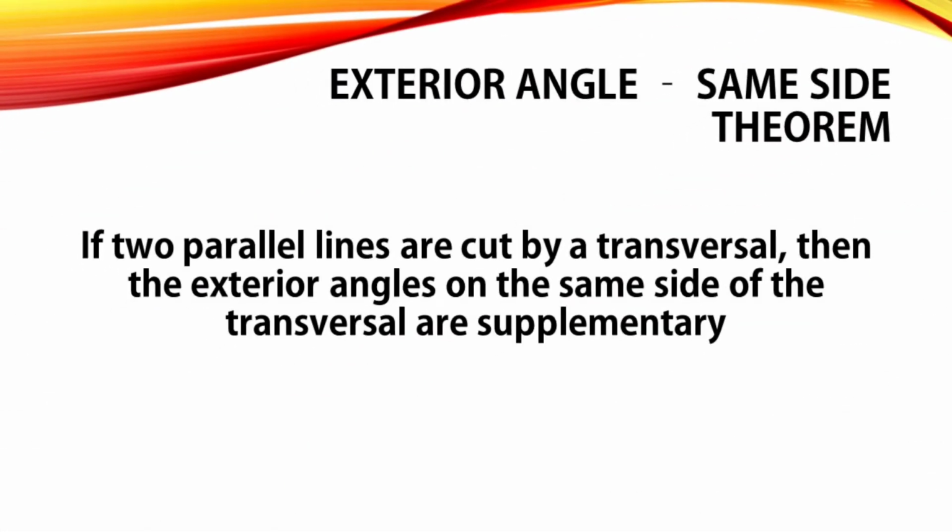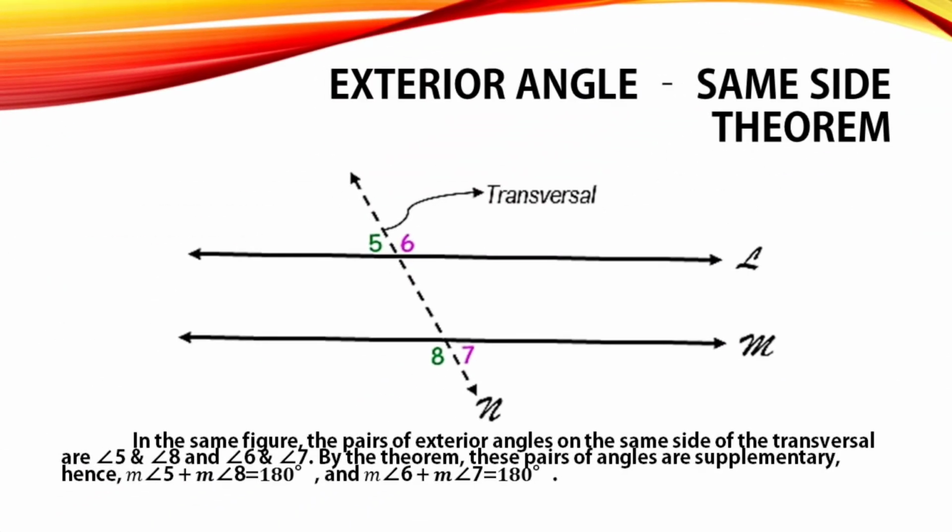And the last is exterior angle same side theorem. This theorem states that if two parallel lines are cut by a transversal, then the exterior angles on the same side of the transversal are supplementary. Looking at this illustration, we have angles 5, 6, 7, and 8.